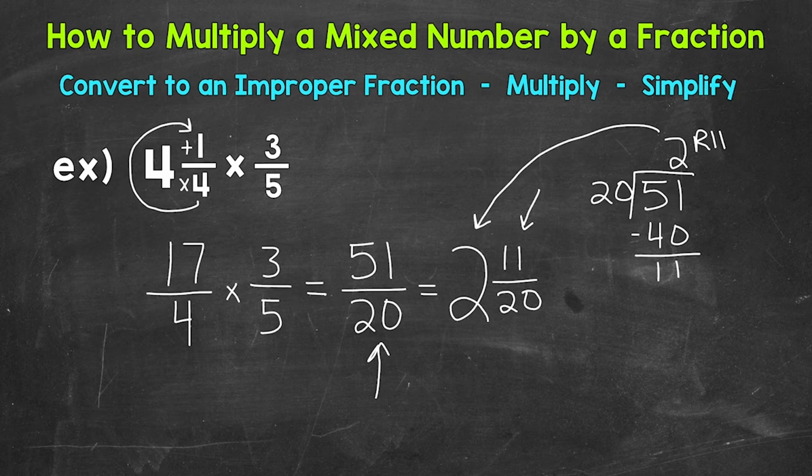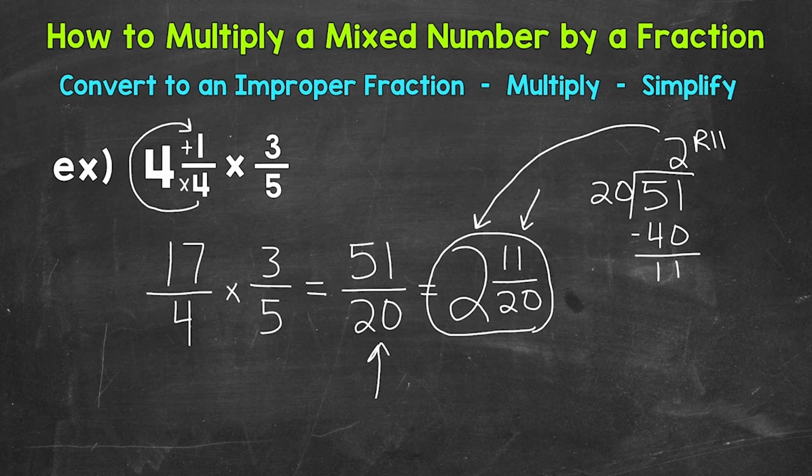Always check to see if you can simplify the fractional part of a mixed number. 11/20 is in simplest form. The only common factor between 11 and 20 is 1, so we are done. 4 and 1/4 times 3/5 equals 2 and 11/20.